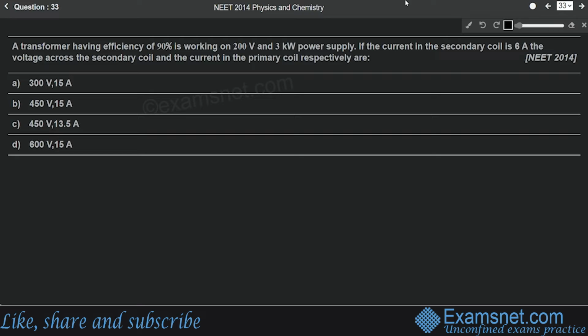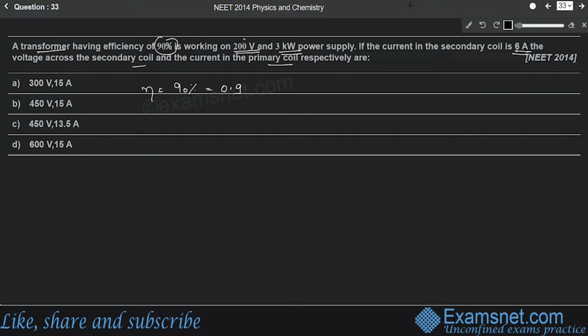Question number 33 is from the chapter Alternating Current, and the question is, a transformer having efficiency of 90% is working on 200 volt and 3 kilowatt power supply. If the current in the secondary coil is 6 ampere, the voltage across the secondary coil and the current in the primary coil respectively are. Okay, so what are the things that are given here? Let's write them down first. So the efficiency is given as 90%. So 90 by 100 can be written as 0.9.